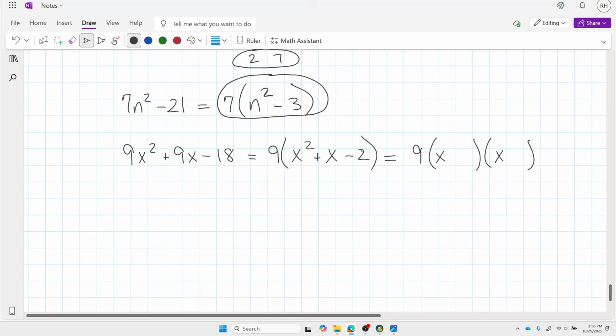The only factors of 2 are 1 and 2. So they need to multiply to a negative and add to a positive. So the larger of the factors needs to be positive since this middle term is positive. So we're going to go plus 2 and minus 1. 2 minus 1 is 1, and 2 times negative 1 is this negative 2. All right, so your GCF is 9, and the rest of that is written in factored form.